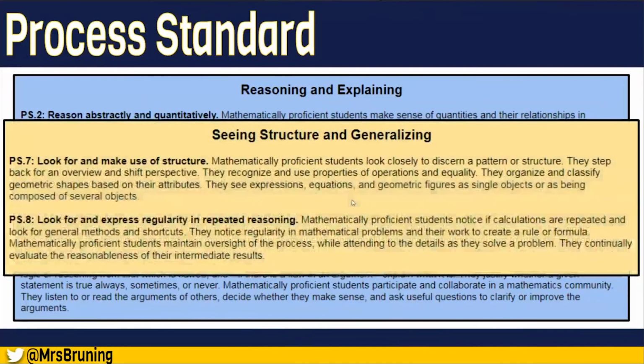In Seeing Structures and Generalizing, Process Standard 7 describes mathematically proficient students look closely to discern a pattern or structure. They step back for an overview and shift perspective. Process Standard 8 describes mathematically proficient students notice regularity in mathematical problems and work to create a rule or formula. They maintain oversight of the process while attending to the details as they solve a problem. They continually evaluate the reasonableness of their intermediate results.